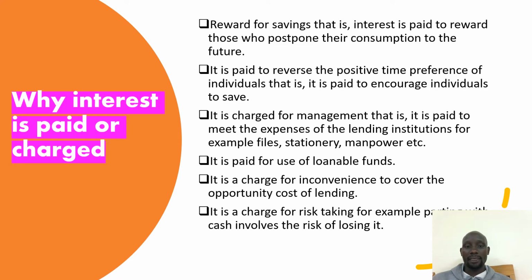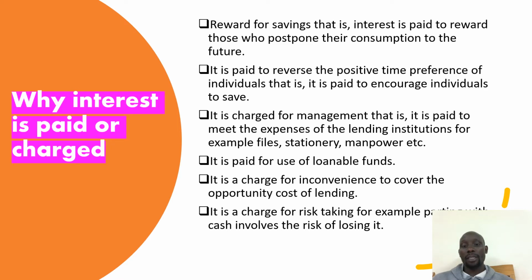Another one is that it is paid for use of loanable funds. So loanable funds is the money available in financial institutions to be lent out to the public. So when you use that money, you have to be charged. Why? Because you may borrow money and you fail to pay it back. So you have to be charged an interest as a compensation for the risk taken by the financial institution to lend you money. So it is a charge for inconveniences to cover the opportunity cost of lending.